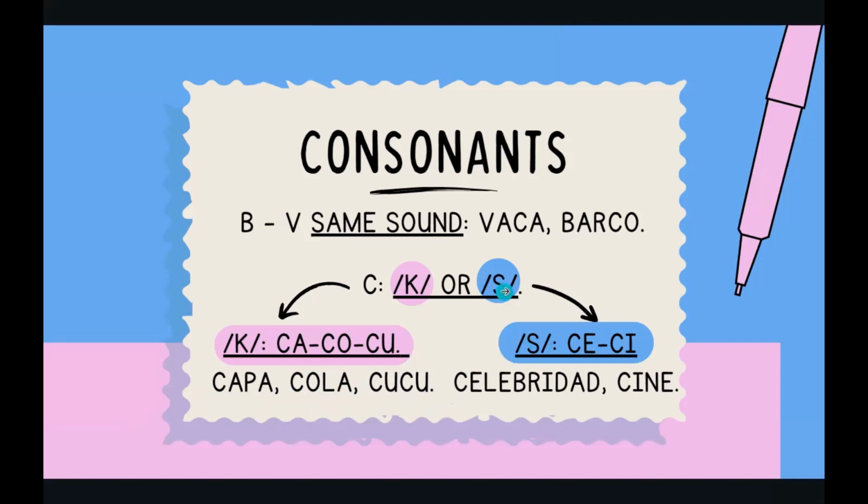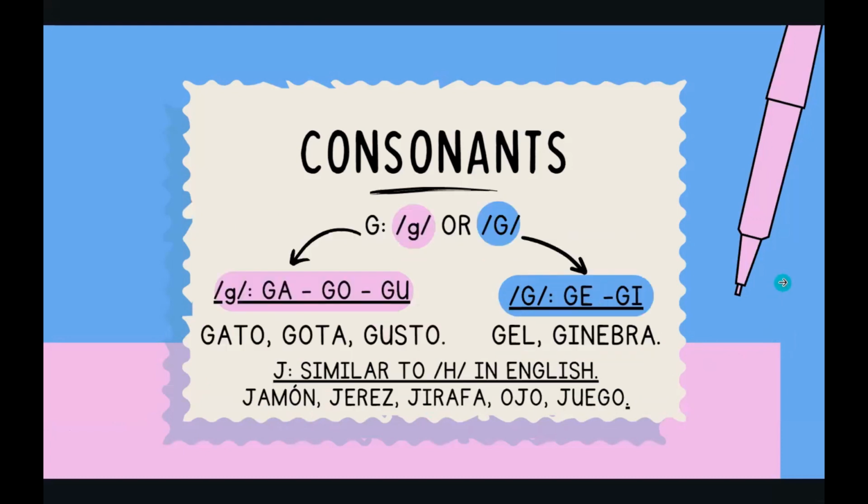Finally, the letter C can also behave as the letter S whenever it's followed by the vowel E or I, as seen in the words celebridad and cine. Okay, this is something quite important for you guys to remember, and it's basically just like in English, all right? Perfect.